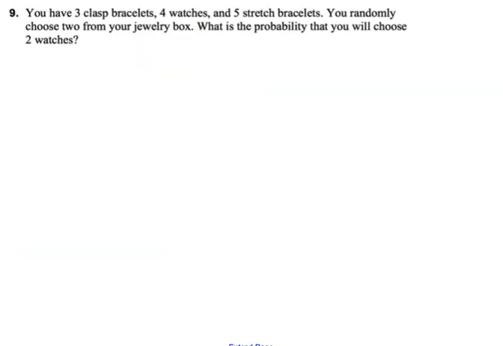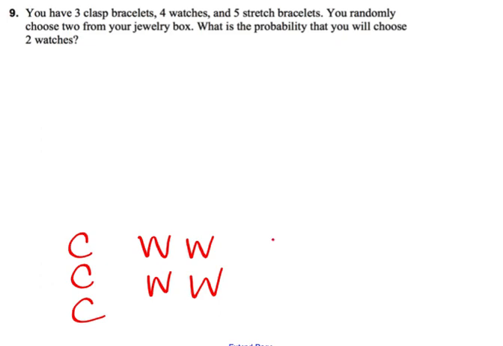Okay, you have 3 clasp bracelets, 4 watches, and 5 stretch bracelets. You randomly choose 2 from your jewelry box. What's the probability you will choose 2 watches? So we have 3 clasps, 4 watches, and 5 stretch bracelets. Just abbreviating them here.